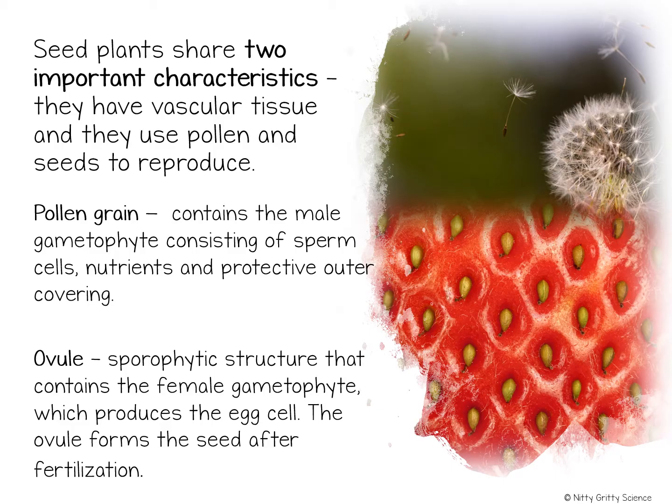Now, an adaptation of seed plants to dry land was the evolution of pollen. Pollen grains are the much reduced male gametophytes that contain cells that develop into sperm. The evolution of pollen allowed sperm to reach eggs by traveling through a dry environment rather than swimming through water. Land plants also contain ovules, which is the sporophytic structure that contains the female gametophytes that produce the egg cells. Eventually, when the egg cells fertilize, that ovule is what forms into the seed.